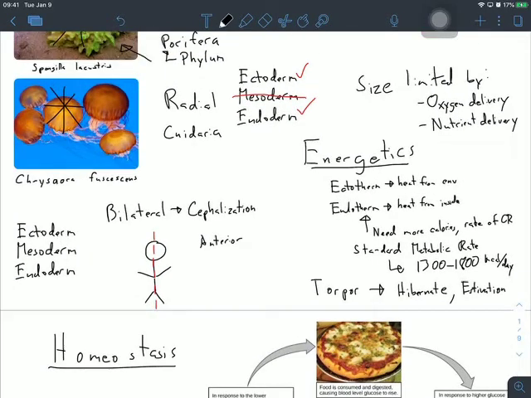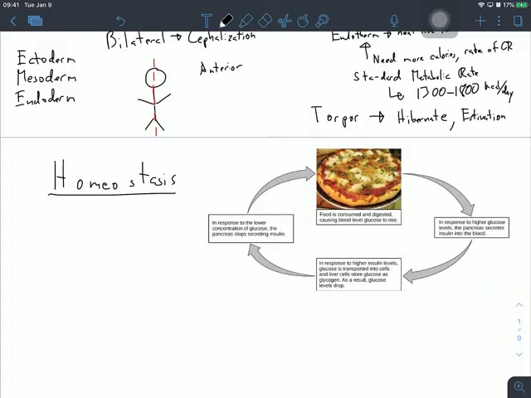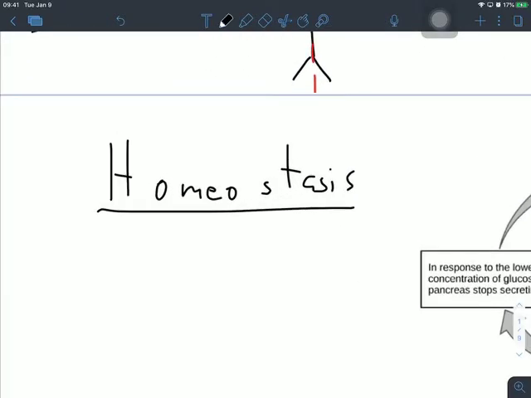Now, the whole reason that energetics matters and our ability to keep track of our calories and our endothermy matters is because it all serves to get us closer to our state of homeostasis. And homeostasis is our ability to keep constant our internal conditions.